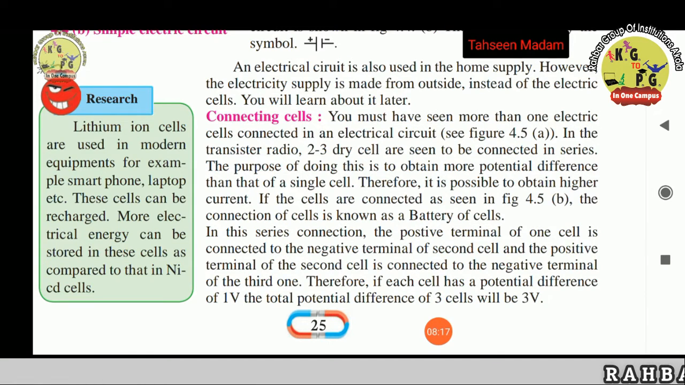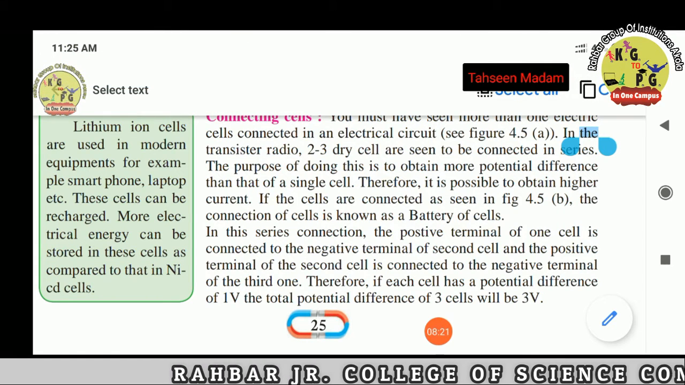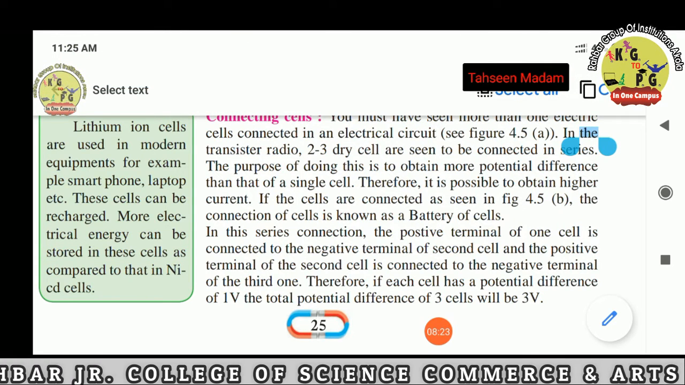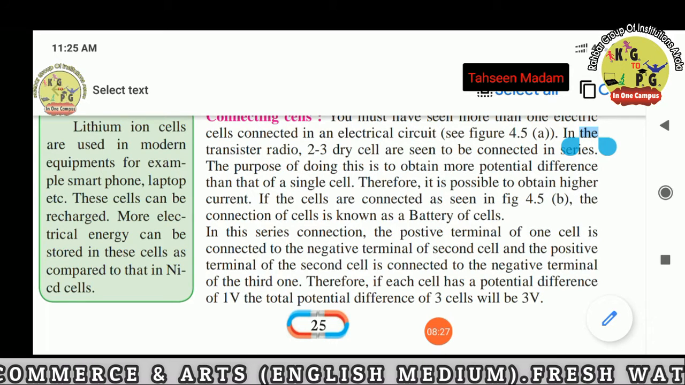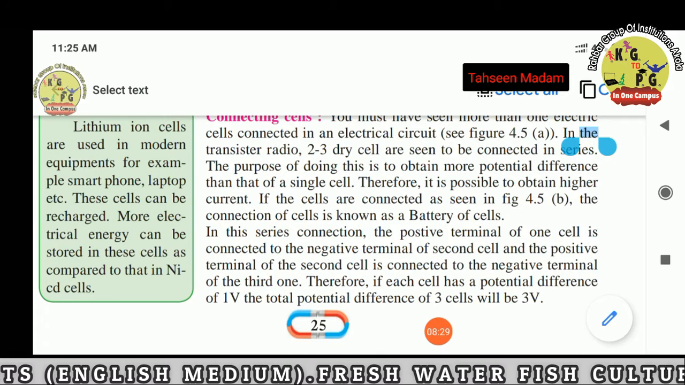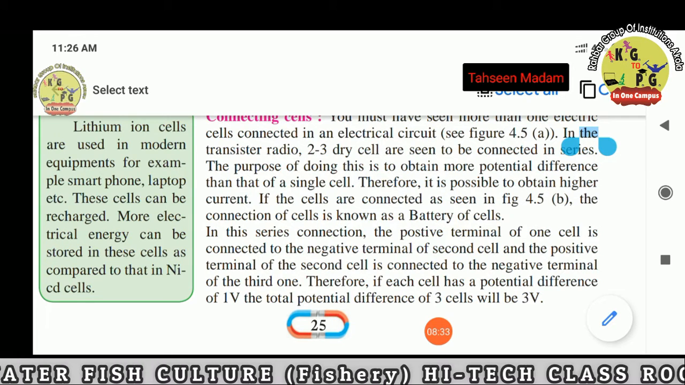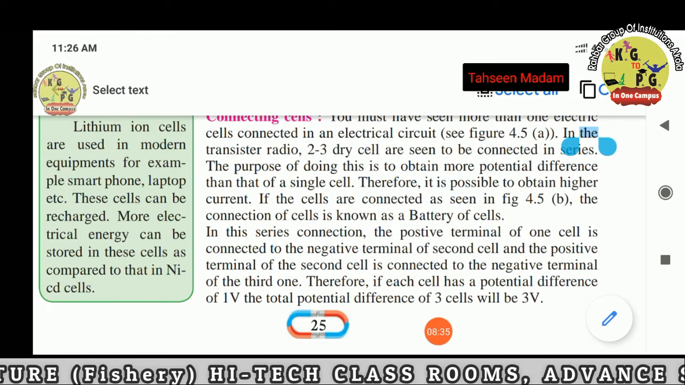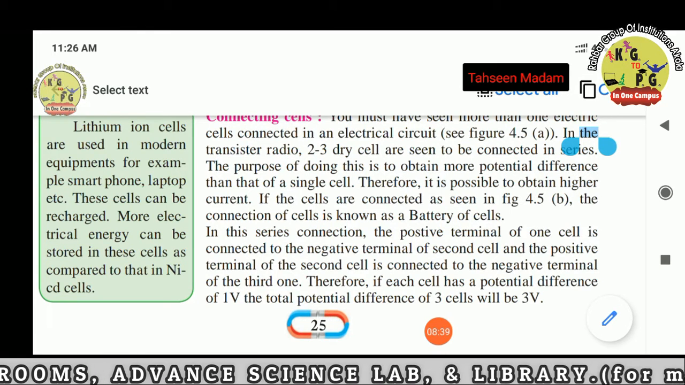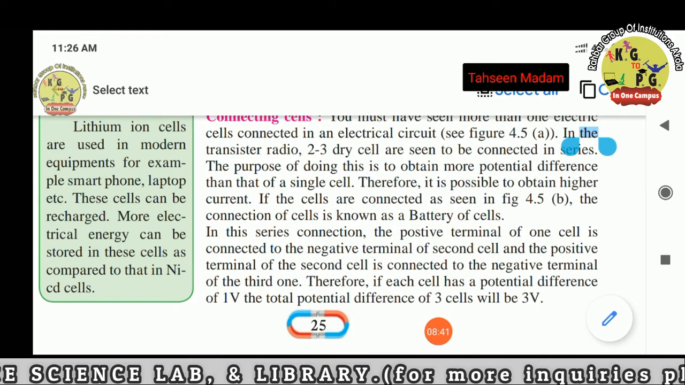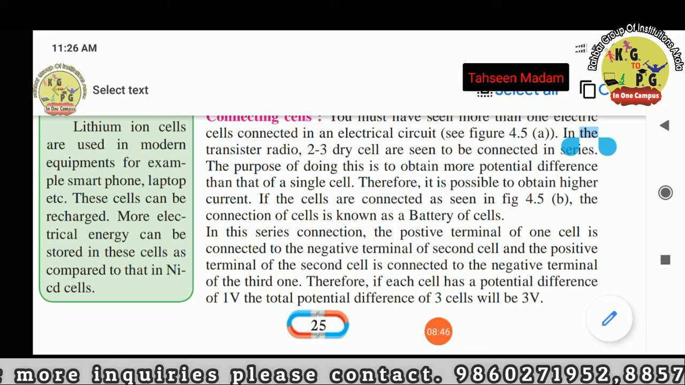In this series connection, the positive terminal of one cell is connected to the negative terminal of the second cell, and the positive terminal of the second cell is connected to the negative terminal of the third one. Therefore, if each cell has potential difference of 1 volt, the total potential difference of 3 cells will be 3 volt.